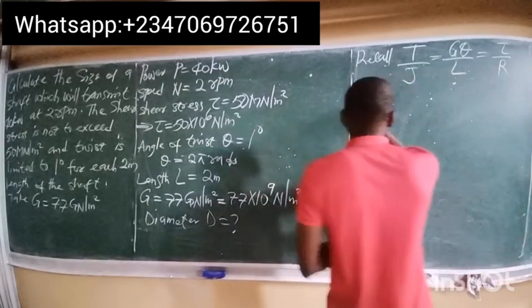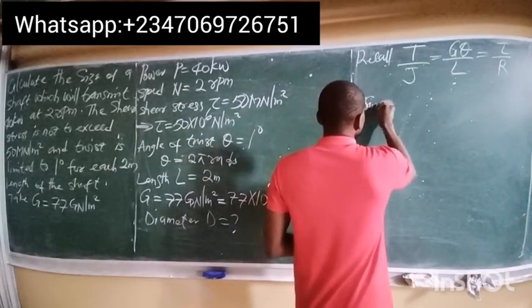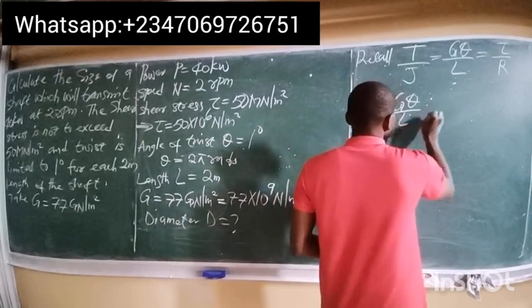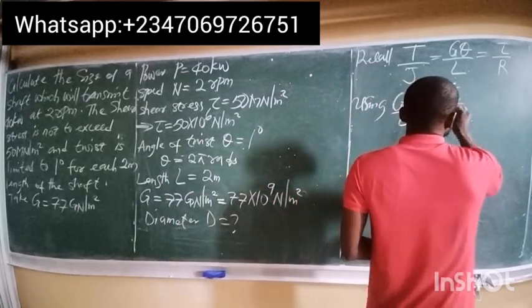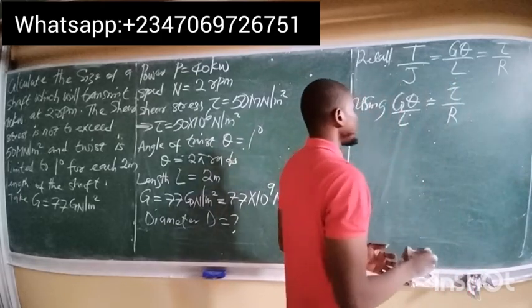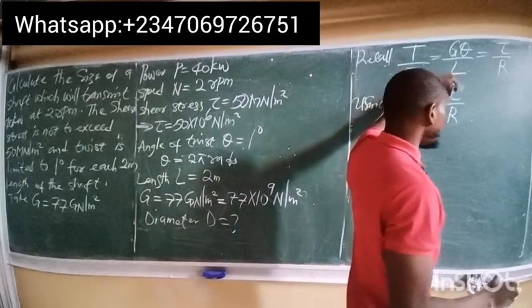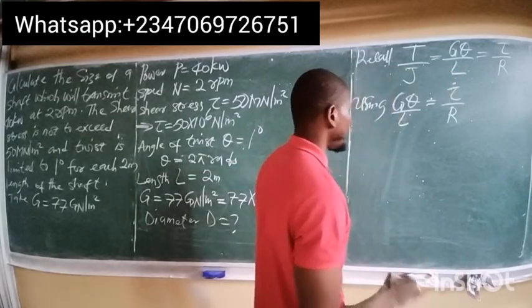Okay, so using G theta all over L equals shear stress all over R. Okay, so we know G, we know theta, we know L, we know the shear stress. Let's simply make radius the subject of the formula.